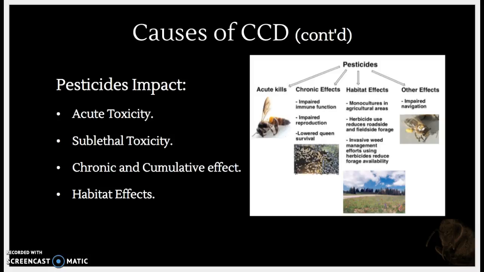Sublethal toxicity is what happens when pesticide amounts are too little to kill the bees. However, they can disturb the cognitive abilities, communications, behaviors, and physiology of the bees.